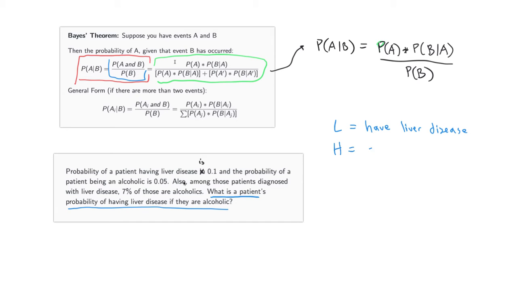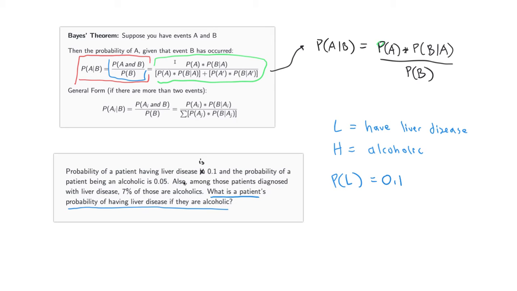Alcoholic. Okay, so in other words, L represents the event of having a liver disease. H represents the event, we could say, of being an alcoholic. And the probability of having liver disease, according to the problem, is 0.1. Okay, and we're talking about the population of patients. We're pulling from that population.